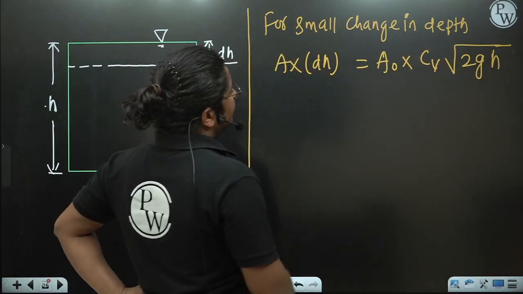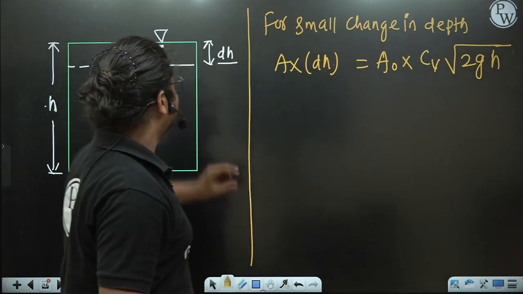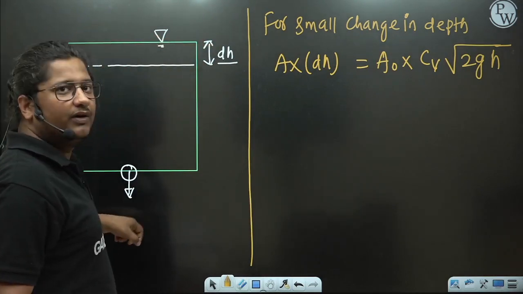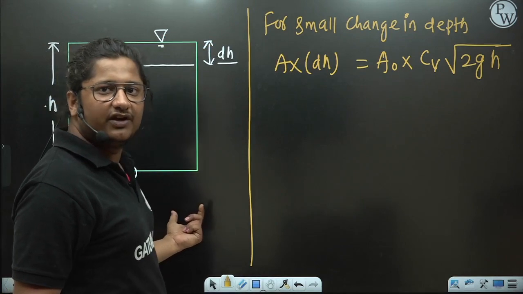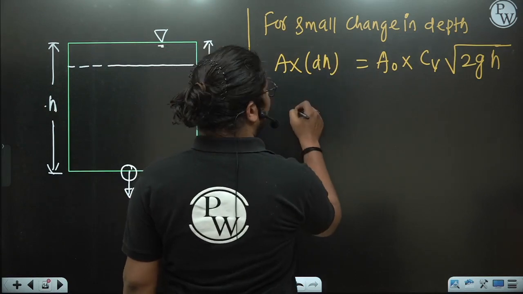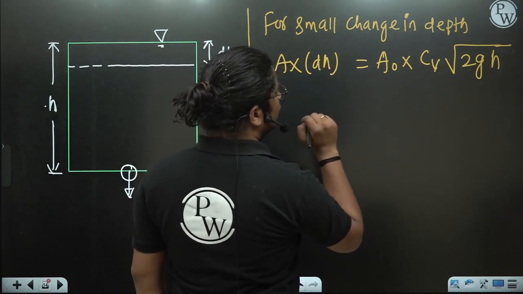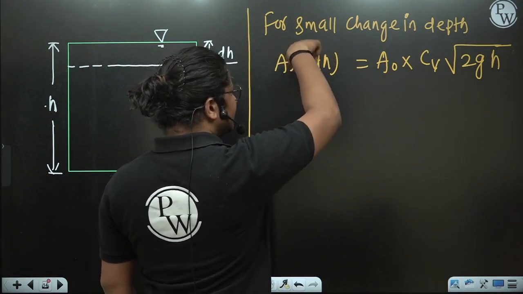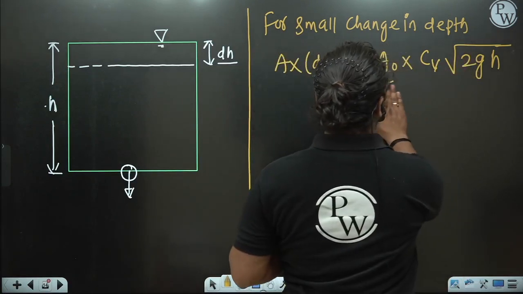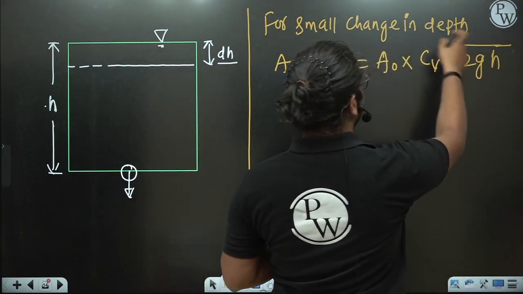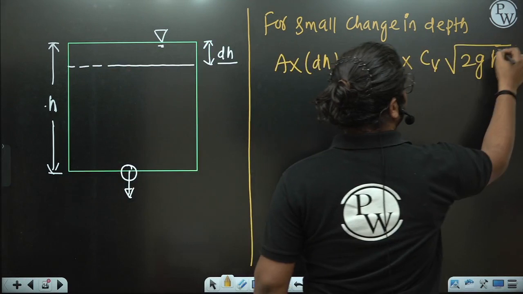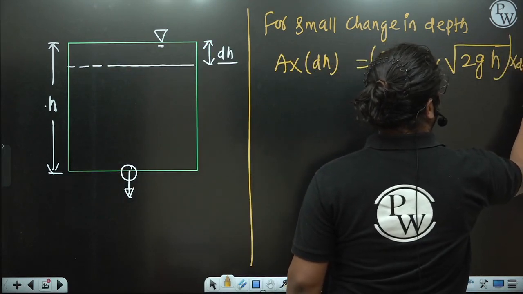Now this will be equal. For a small change in depth, whatever volume went down will pass through the orifice only, so both sides will be the same. One thing more: this is the volume, area into height. Area into velocity here will give you discharge. You need to multiply with time also, so time I am writing as dt.